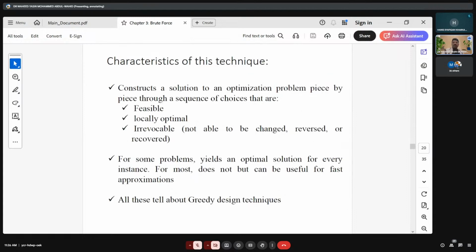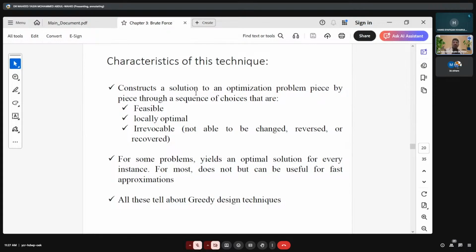The characteristic of this technique is that it constructs a solution to an optimization problem. So here we don't look only for solving the problem, we need to optimize it. I can give you the remaining change of 36 ringgit, but with many notes, maybe 6 notes of 1 ringgit. Or maybe a 5 and a 1, so only two notes, totaling 6 ringgit. This is the optimization problem.